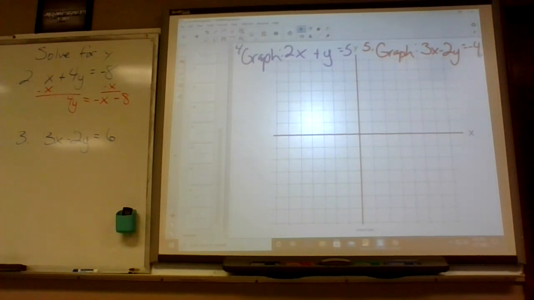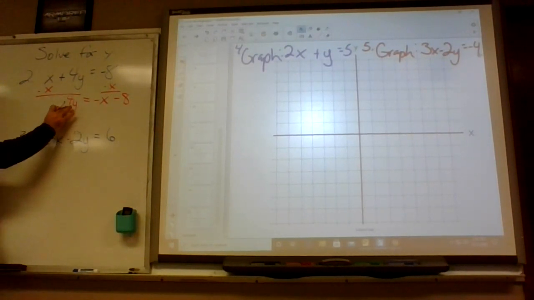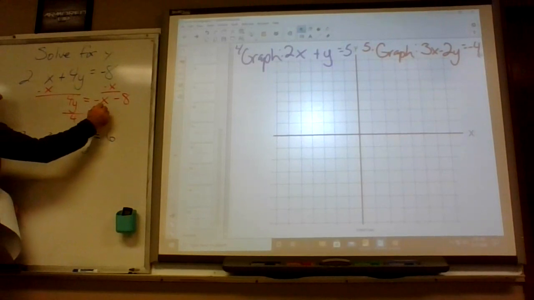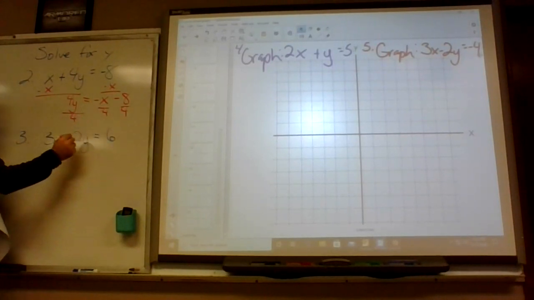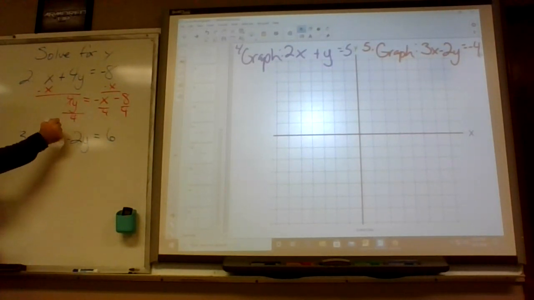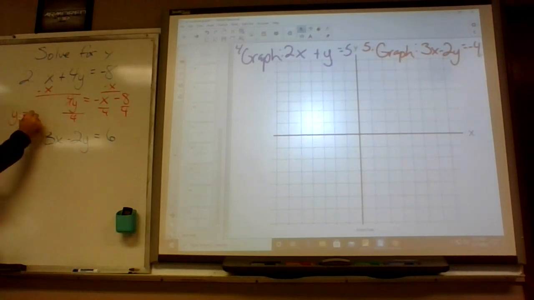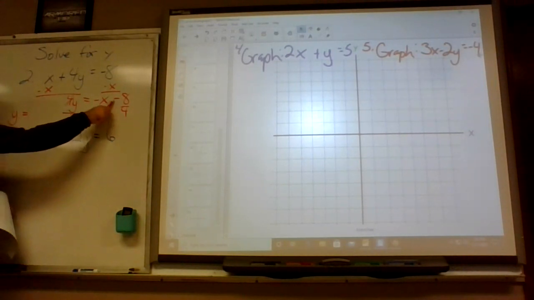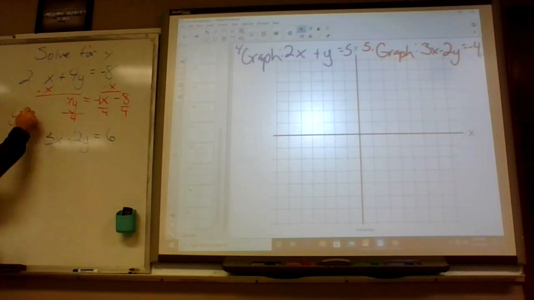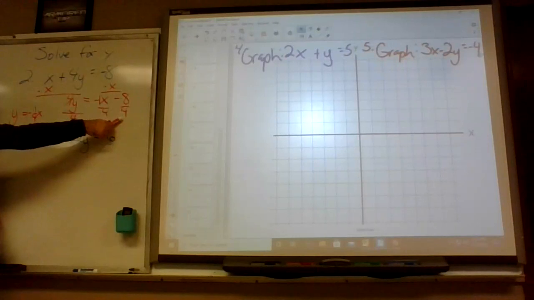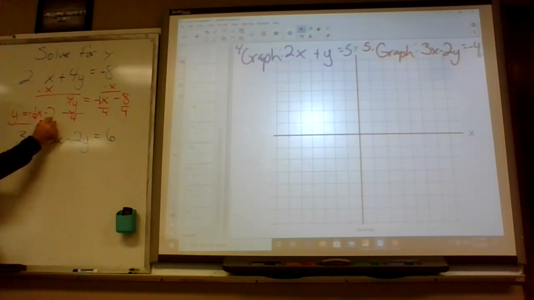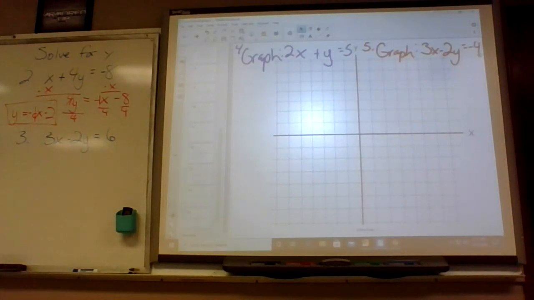Then what do we do? And then you divide by 4. Divide that 4 away. So that goes away. We get y equals, you can leave it like this, negative 1/4 x, but we could write that as negative 1/4 x minus 2. That would be our y equals. Okay, somebody else help me with number 3.